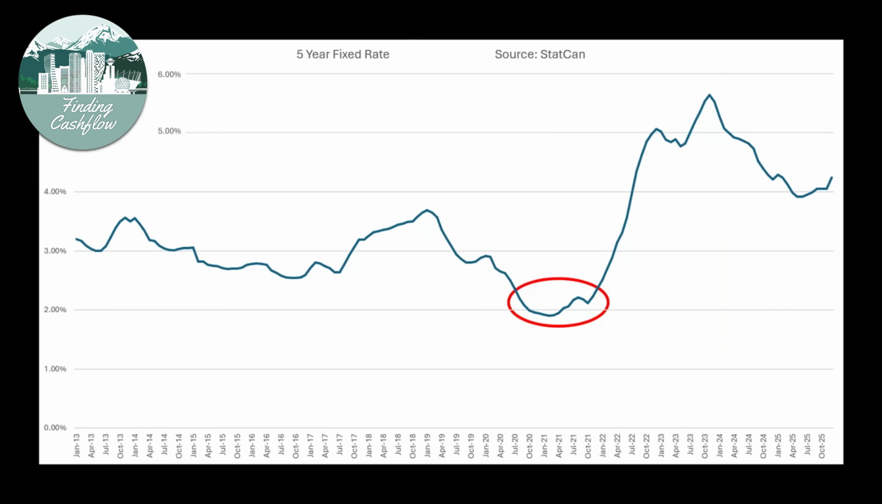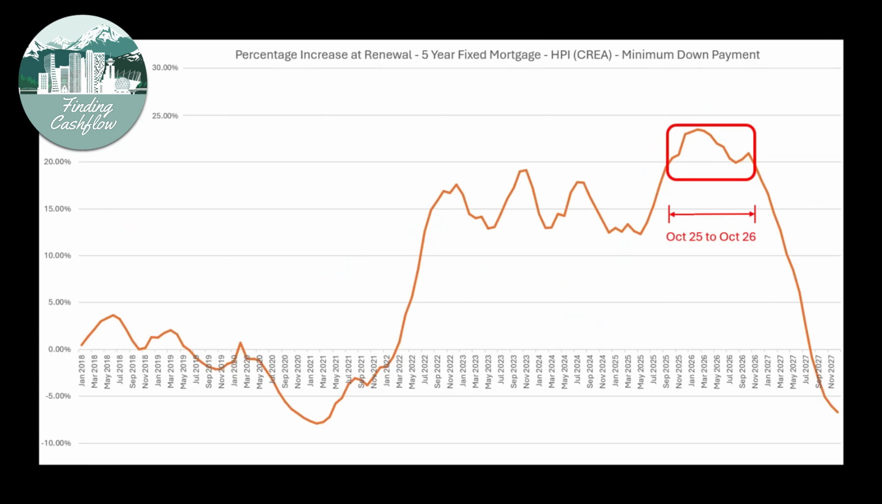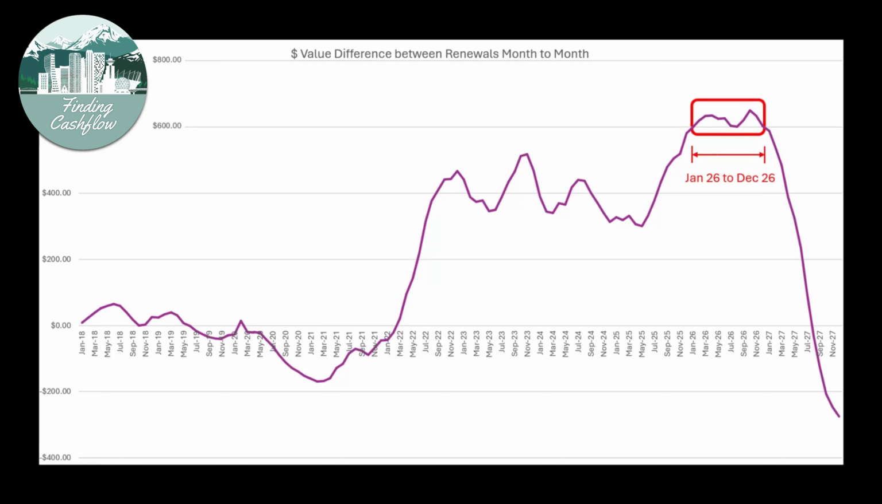But if we were to fast forward 5 years from the time at which rates were at the lowest in late 2020 and for the majority of 2021, this is where we will see the peak increase in the 5-year fixed mortgage in Canada at renewal take place, in late 2025 and potentially for the majority of 2026. Then, if we were to look at the period in time in which we will experience the largest dollar value increase in the 5-year fixed rate mortgage upon renewal, this time frame lags the time at which we experience the largest percentage increase in mortgage payments.